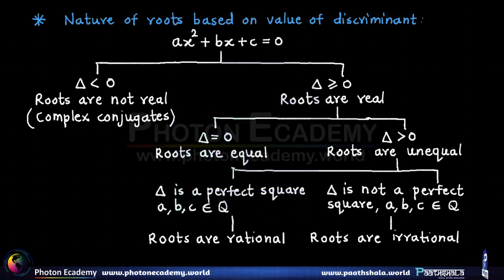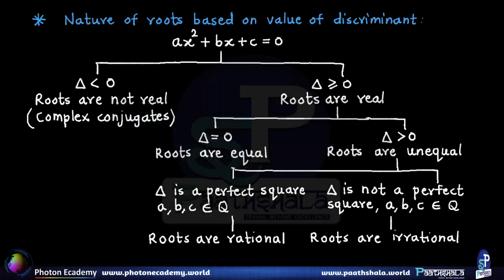Now coming to the real roots, that is when delta is greater than or equal to 0. One part of that is delta equal to 0, which would lead to the roots being equal to each other. On the other hand, if delta is strictly greater than 0, then we'll have real roots but they will be unequal, that is distinct roots.